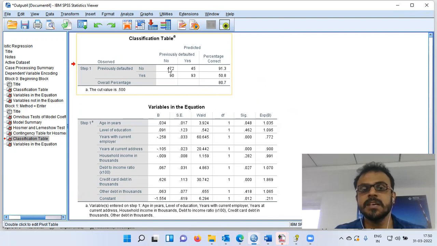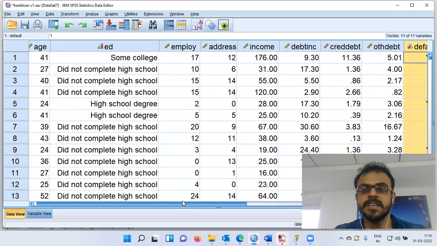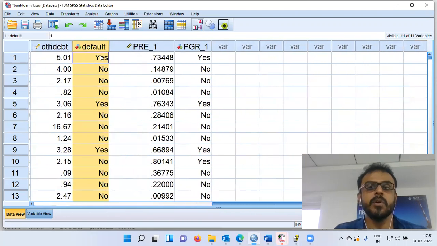Now, these four numbers tend to confuse people. So what I'll do is interpret these numbers. Let me just take a few sample cases from the data and interpret it for you so that we are very, very clear as to what we're talking about. So this is the data set that we had. Very interestingly, if you recall, this is the actual category of default.